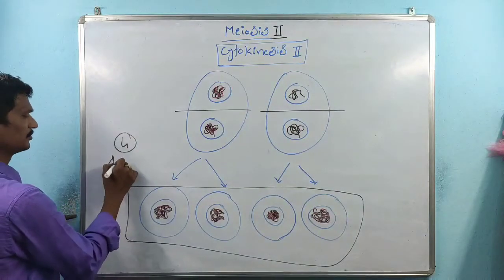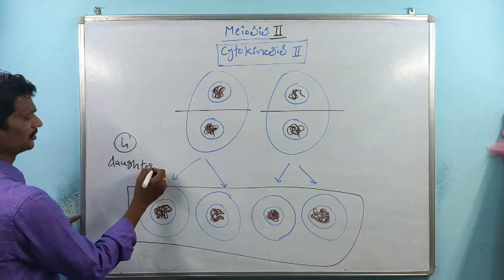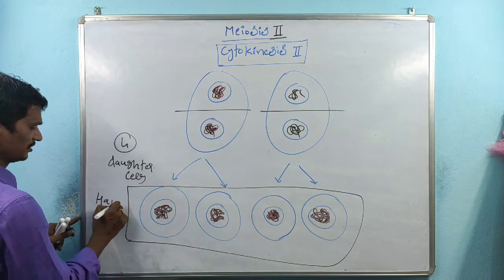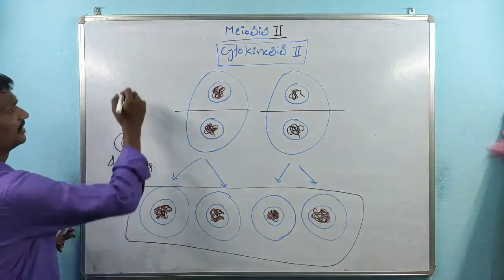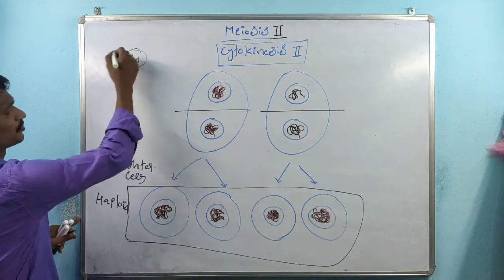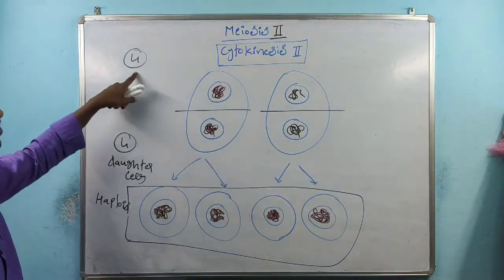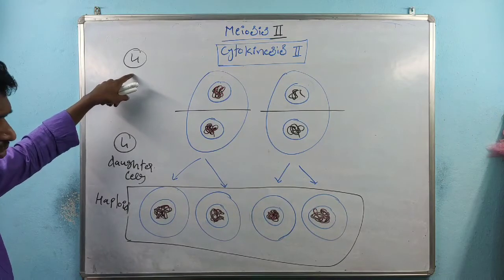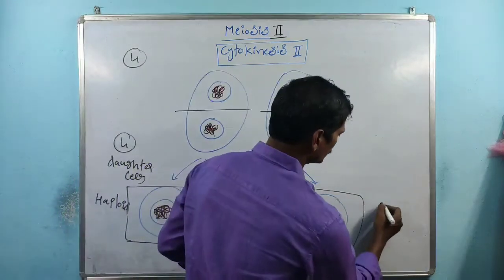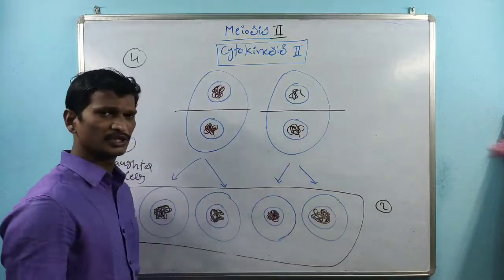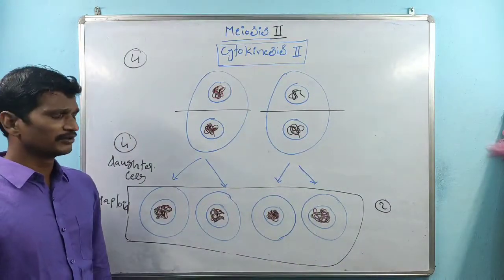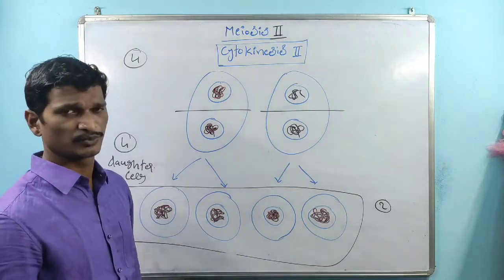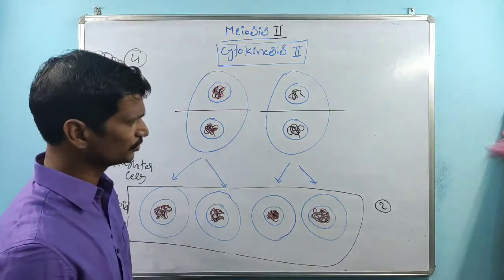4 daughter cells are produced. Remember, these 4 daughter cells are in the haploid state. Because initially we took a cell that contains 4 chromosomes. The number of chromosomes is 4. But within the daughter cells, only 2 chromosomes are present. So within the meiosis process, the number of chromosomes is reduced to half.